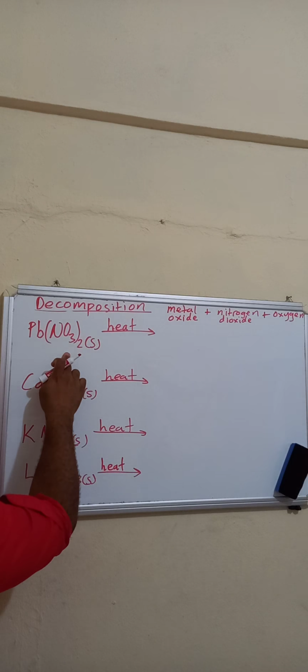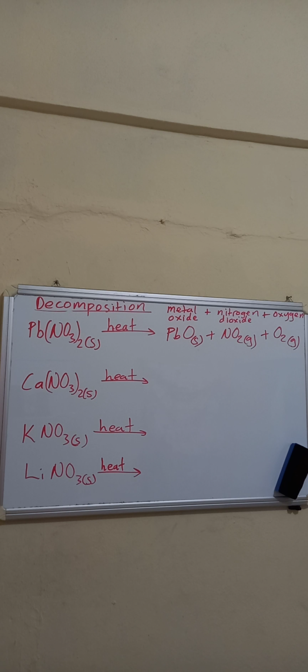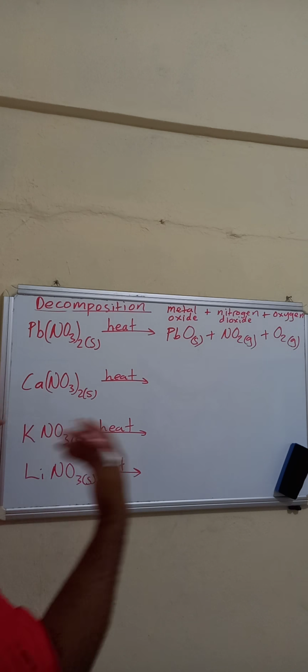So if it's calcium nitrate, you should be able to do these. You can pause the video and try them. Alright, so let's continue. Let me use other than calcium. Let me use aluminum. So I will get aluminum oxide, Al2O3, plus NO2 plus O2.